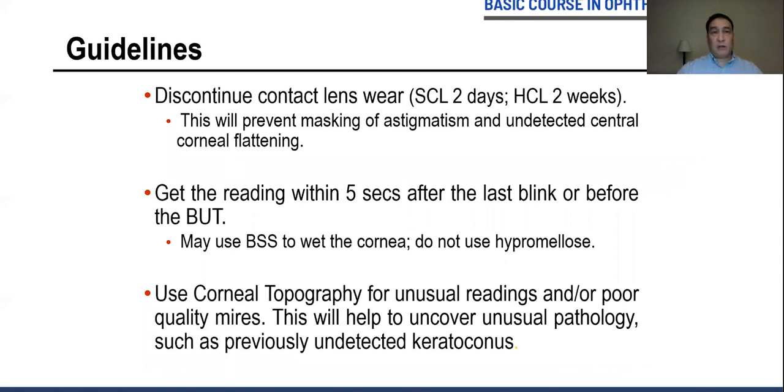Now, what are some guidelines? Discontinue contact lens wear at least 2 days before taking a measurement, or 2 weeks if it's hard contact lenses. This will prevent masking of astigmatism and undetected central corneal flattening. Get the reading within 5 seconds after the last blink or before the breakup time. You may use BSS to wet the cornea, but do not use artificial tears. Use corneal topography for unusual readings and or poor quality mires. This will help uncover unusual pathology, such as a previously undetected keratoconus.